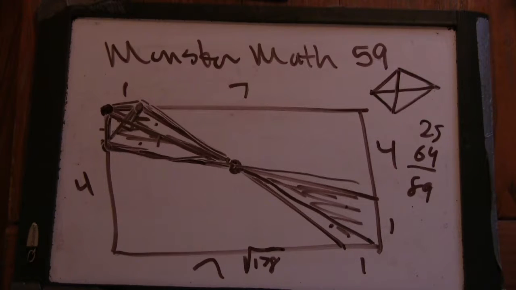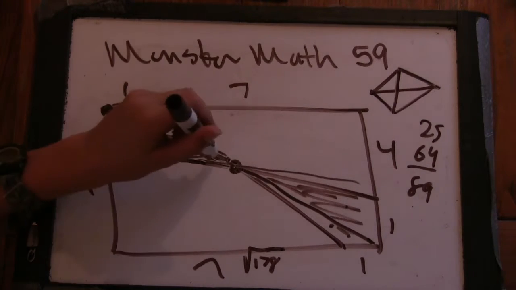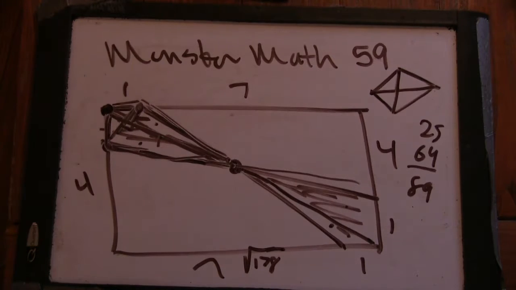And how were you planning on finding those? I was trying to find the area of one of these triangles and then multiplying it by 4. Right. But it turned out that these triangles didn't have the same base and height. Ah, okay.